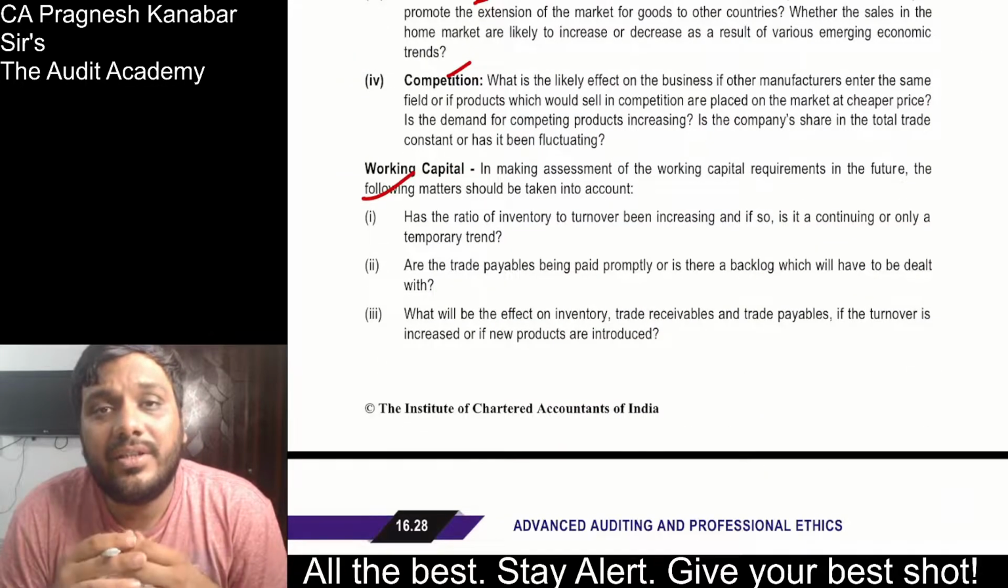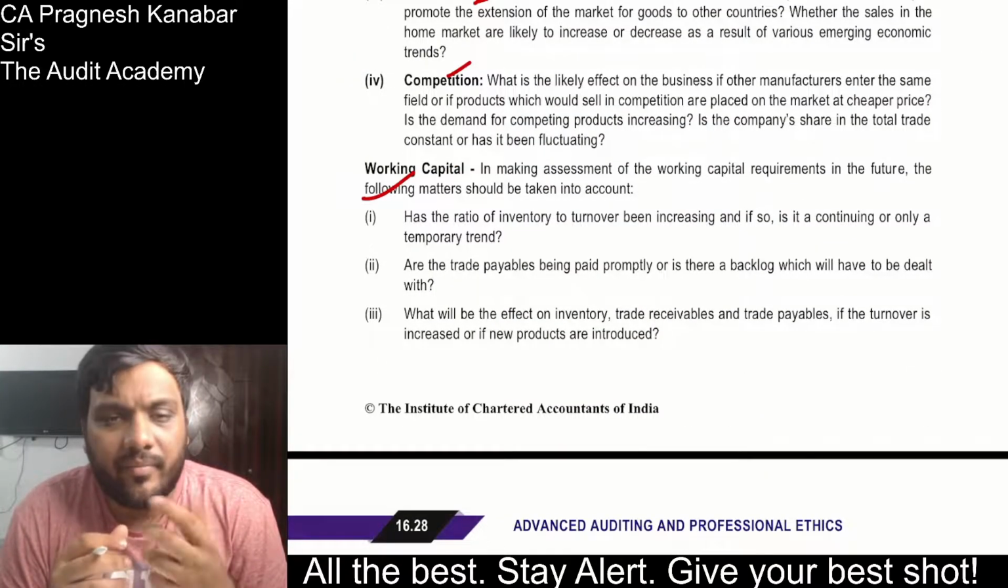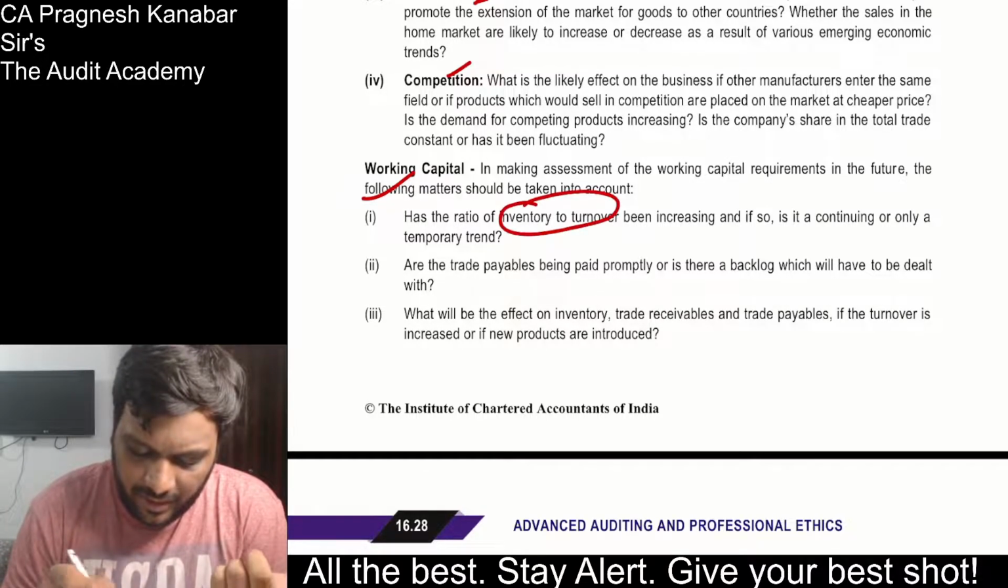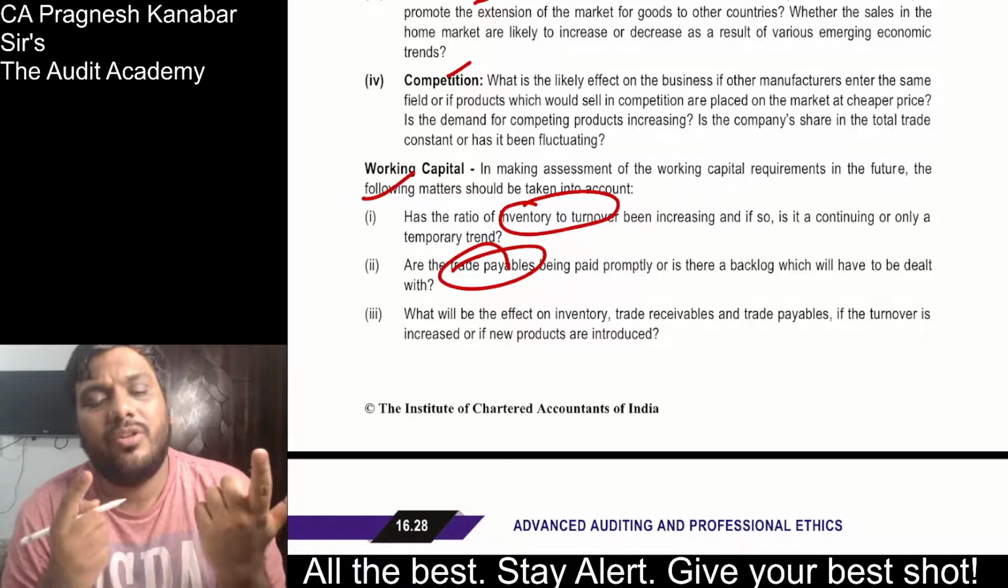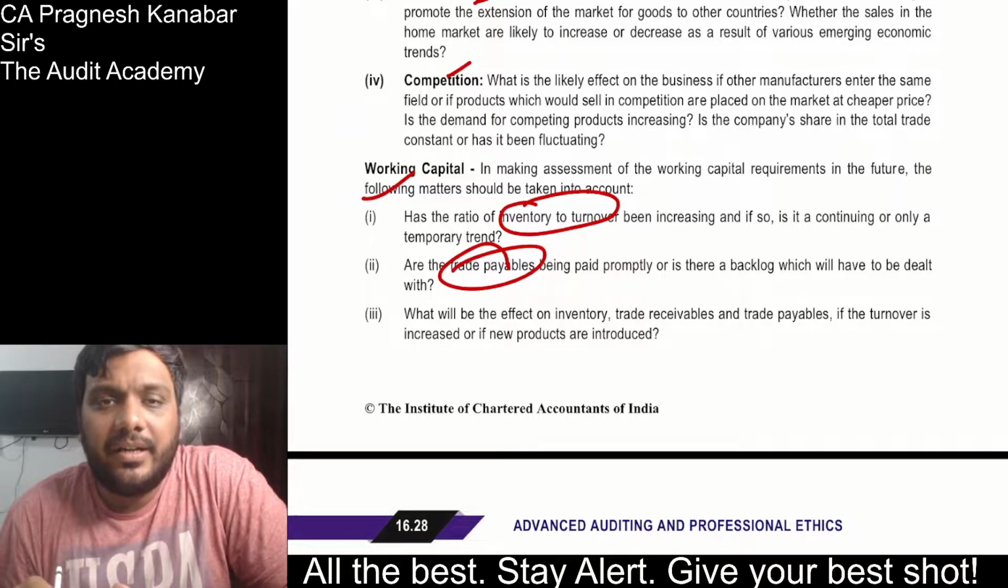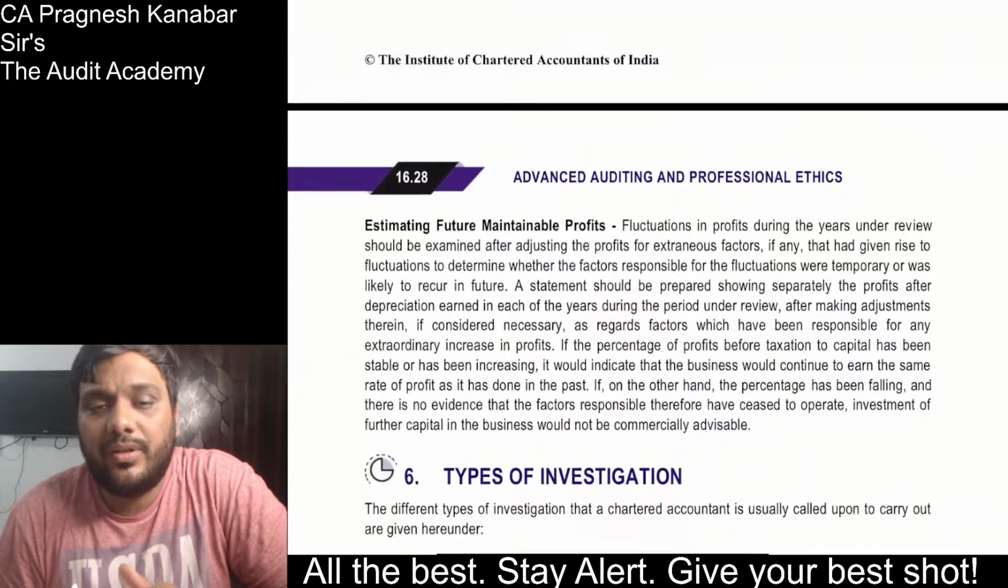Then they can ask you an investigation into working capital. Then in working capital, you do a ratio analysis of inventory to turnover, and check whether trade payables are properly paid or not. Your working capital chapter of your FM at inter-C level, you can easily put up the points over here.